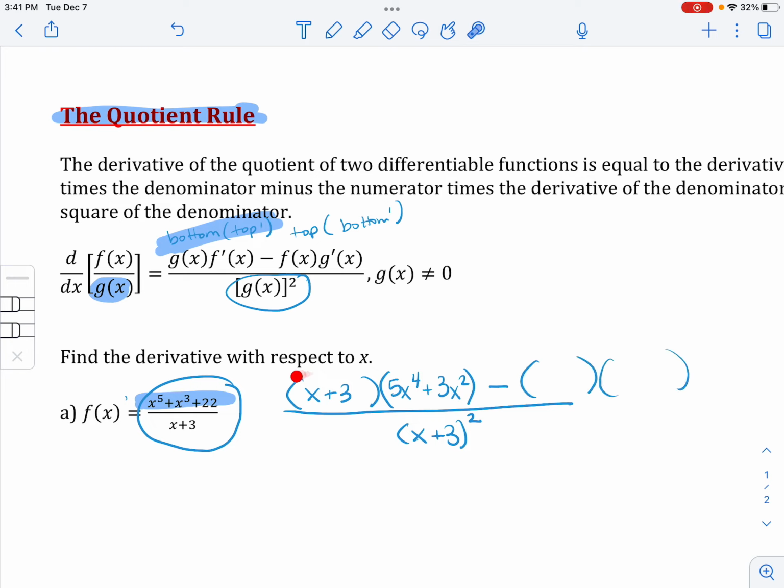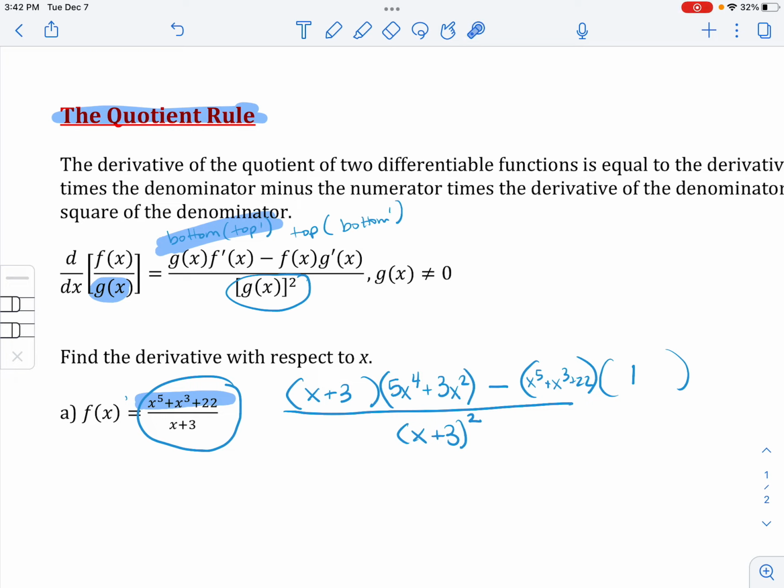So what did I keep the same? I kept the bottom the same, and I took the top derivative. So now I'm going to do that backwards, meaning I keep the top the same, and take the derivative of the bottom. The derivative of the bottom, 1x to the first, multiplies by this. X to the first becomes x to the 0, so the derivative of the bottom is just 1.